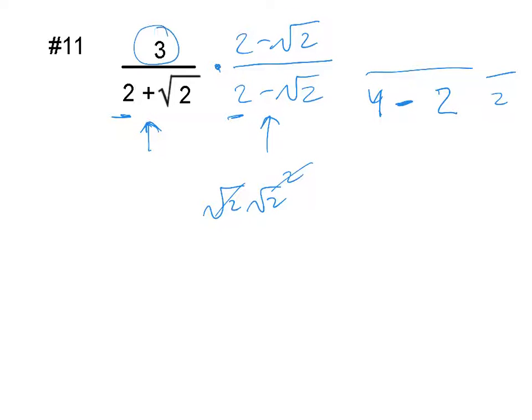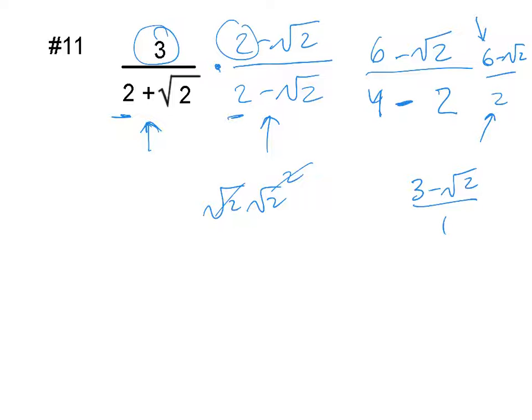Now on top, we take 3 times 2. That gives us 6, right? And then minus the square root of 2, because we don't have anything to multiply that square root times. So we end up with 6 minus the square root of 2 over 2. But then notice, we can divide all the numbers that are outside the square root boxes by the same number. So let's divide them both by 2. So we end up with 3 minus the square root of 2 over 1. Or in other words, 3 minus the square root of 2 is our final answer.